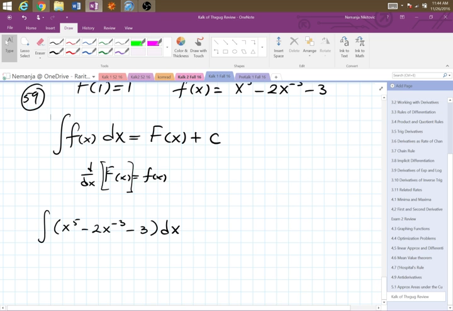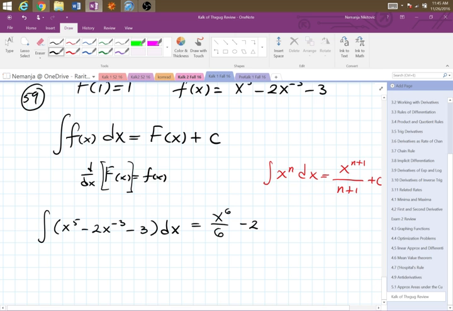So now I will integrate using the formula we learned last class, that the integral of x to any exponent n is x to the n plus 1 divided by n plus 1, and then we put plus c at the end. So in the first problem, x to the fifth, this n is 5, so I will have x to the 6 over 6, because n is 5, 5 plus 1 is 6.